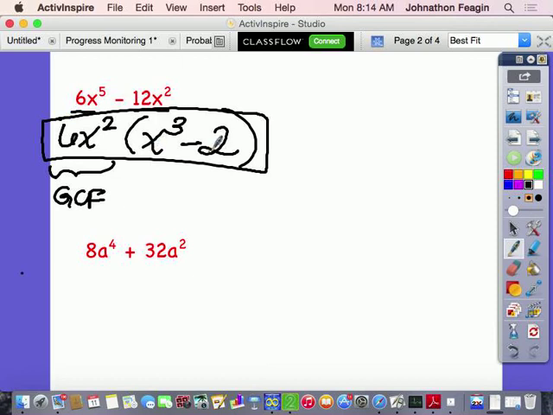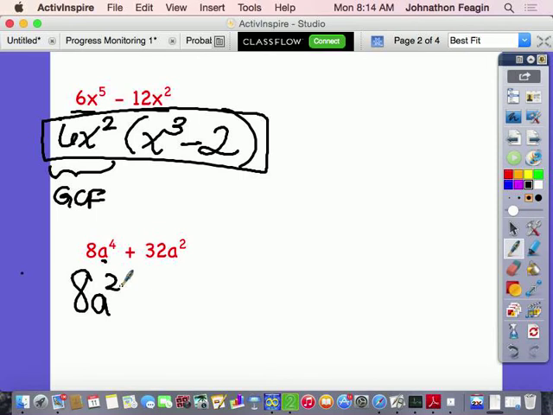Now one way you can check is if you were to distribute back through, you should end up with what you started with. Let's look at the next one. 8x to the fourth plus 32a squared. Well, the greatest common factor between 8 and 32 is an 8. And the greatest common factor between an a to the fourth and an a squared is an a squared.